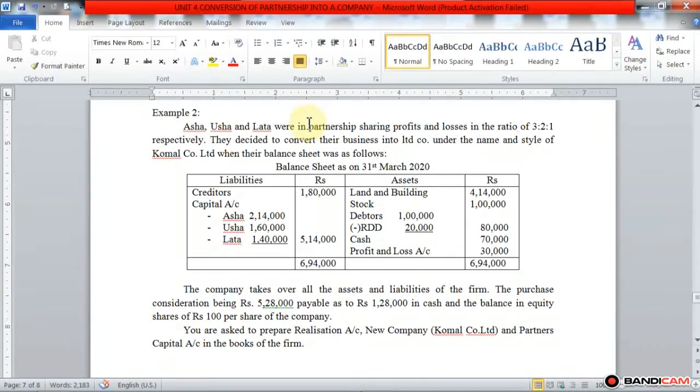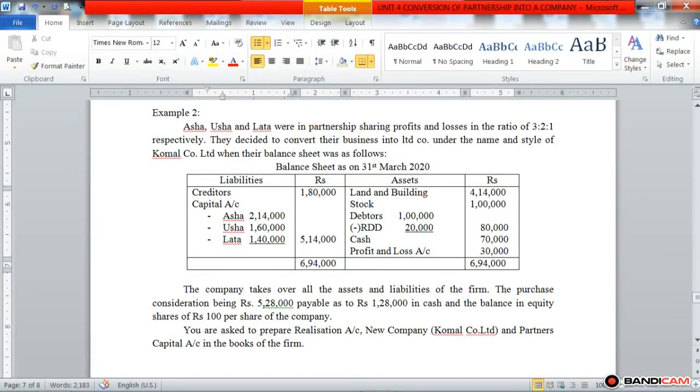Balance sheet as on 31st March 2020. Liability side rupees, asset side rupees. First of all we read the liability side. Here in the liability side, creditors is given and amounted to rupees 1,80,000. Then capital account, capital includes Asha's capital, Usha's capital and Lata's capital. Asha's capital amounted to rupees 2,14,000, Usha's capital rupees 1,60,000 and Lata's capital rupees 1,40,000. Total capital of the partnership firm is equal to 5,14,000.